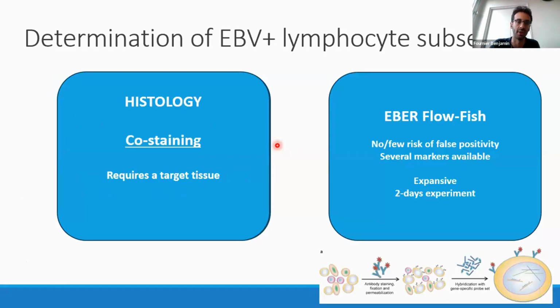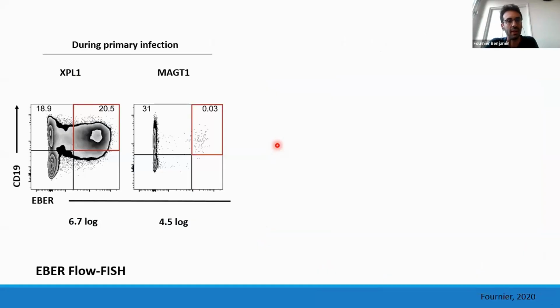And finally, importantly, histology is also very important, and you have to do co-staining on the same slice to have an EBV marker with a T or NK cell or B cell marker. But for that, it requires a tissue to be biopsied. And here is an example of what we can have by EBER-FlowFISH, by flow cytometry.